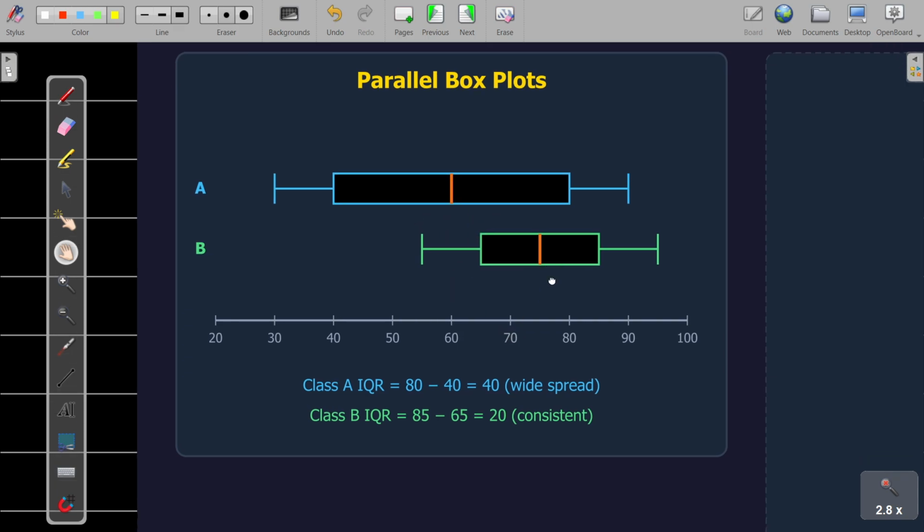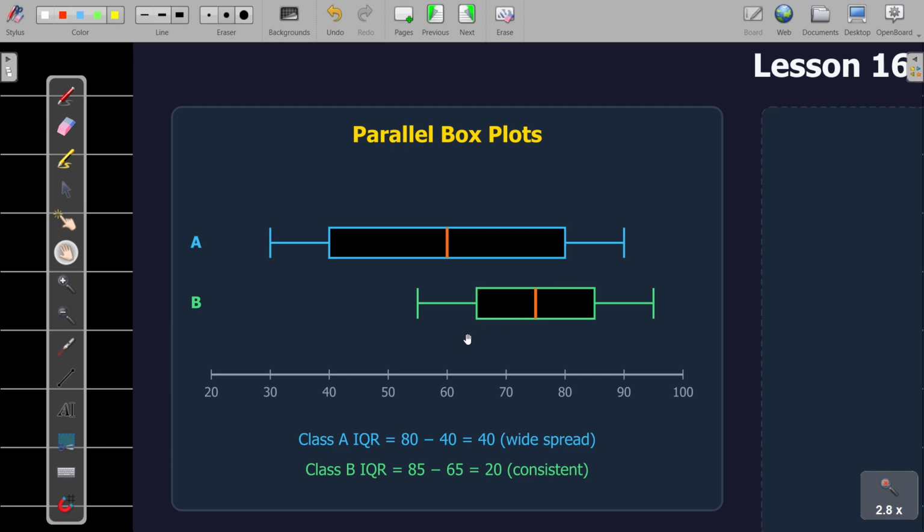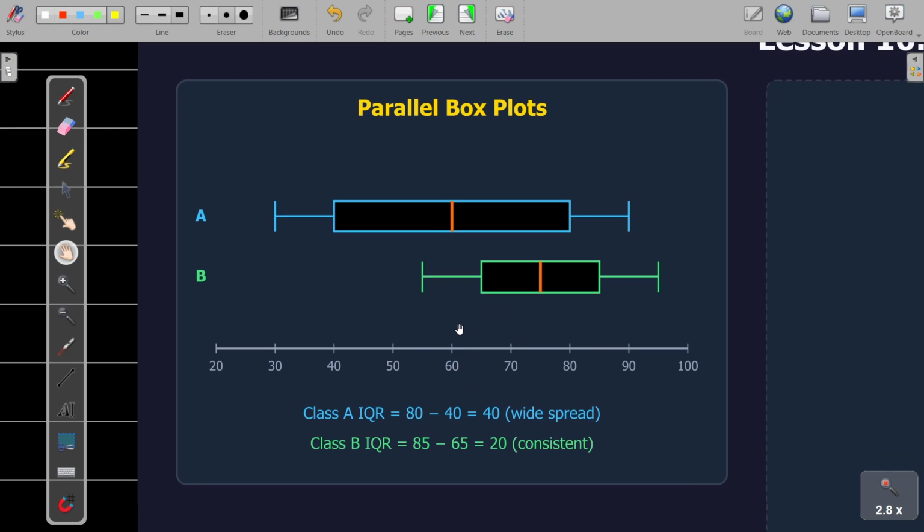The formula for IQR is going to be Q3 minus Q1, the top of the box minus the bottom of the box. So let's calculate class A's IQR. The box goes from 40 up to 80. 80 minus 40 is 40. So the middle 50% of the students are spread across 40 marks. This is a wide spread.